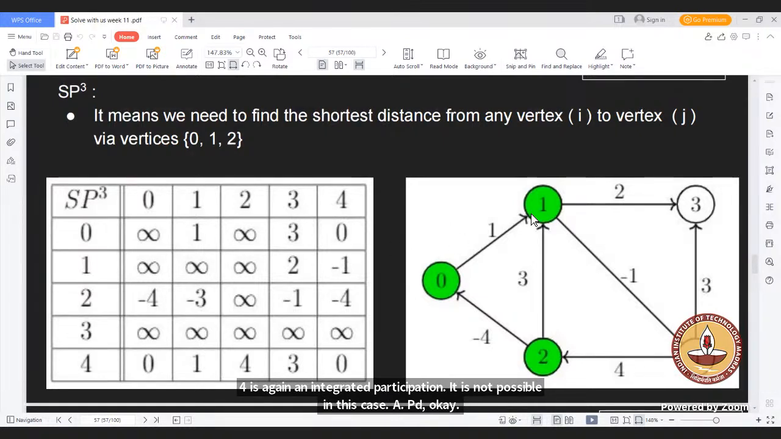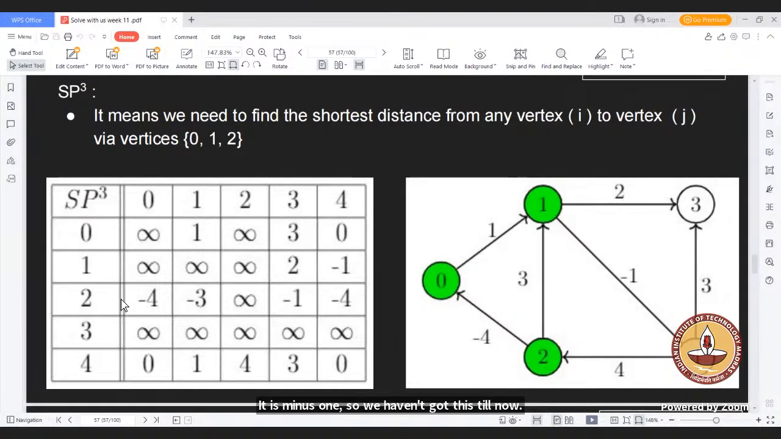So 1 to 2, we'll see. 1 to 2 is also not possible. So 1 to 3 we can directly go, correct? So it is 2. We are writing 2 here. 1 to 4 also we can directly go. It is -1. So we got this till now.